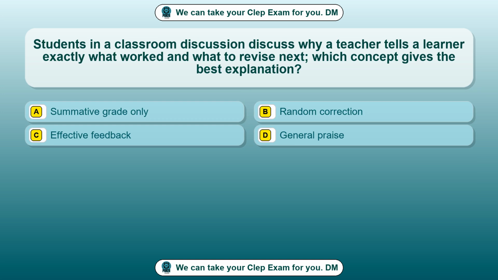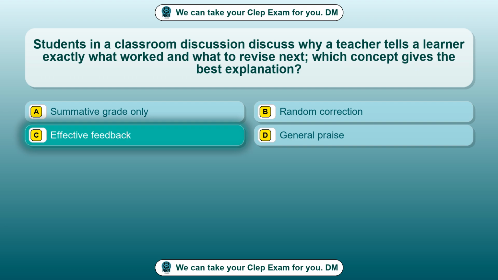Question 77. Students in a classroom discussion discuss why a teacher tells a learner exactly what worked and what to revise next. Which concept gives the best explanation? Option A, summative grade only. Option B, random correction. Option C, effective feedback. Option D, general praise. The correct answer is option C.